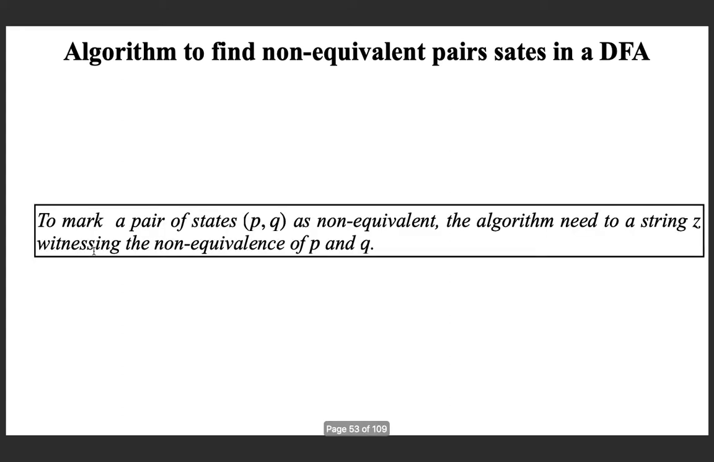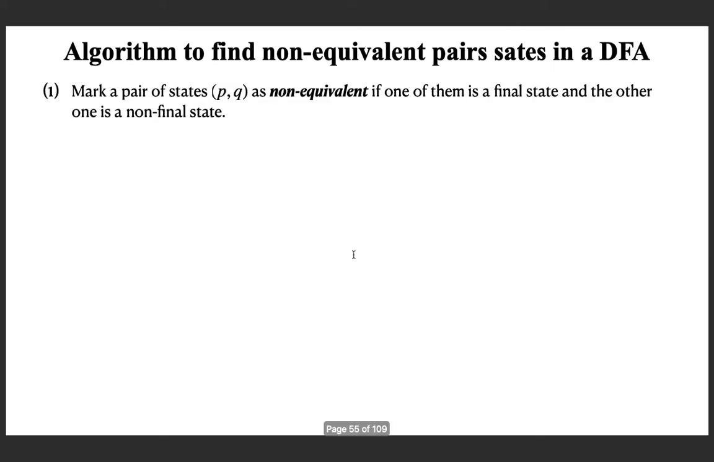So we need to write the algorithm. We are going to the algorithm now. The algorithm needs to mark pair of states as equivalent or non-equivalent. And to mark a pair of states PQ as non-equivalent, the algorithm needs to find a string Z witnessing the non-equivalence of P and Q. And that's it. So here is the first step of the algorithm.